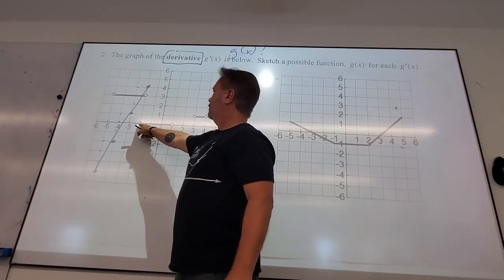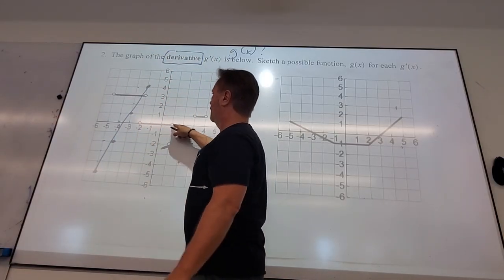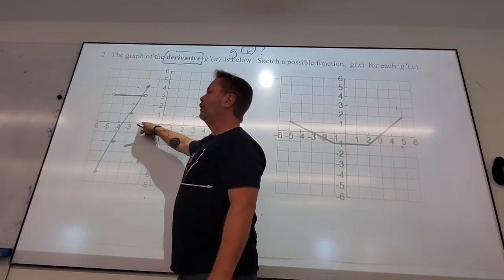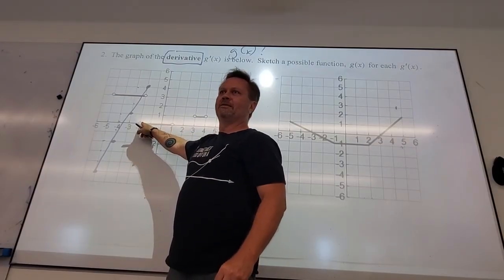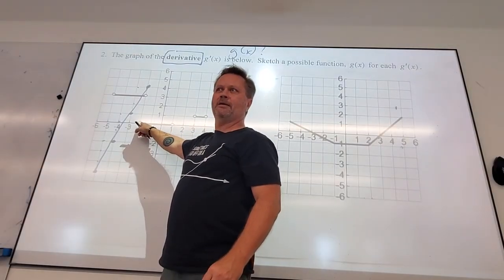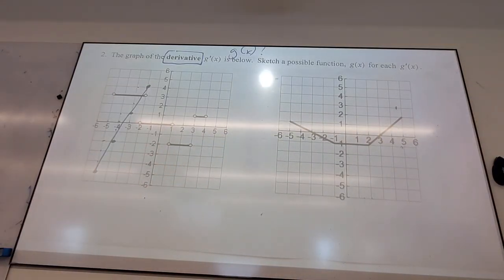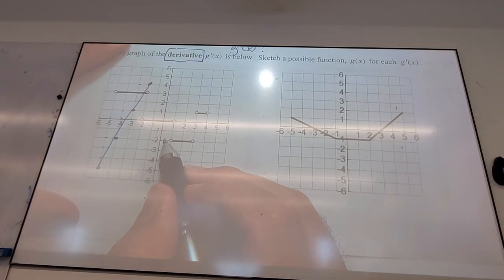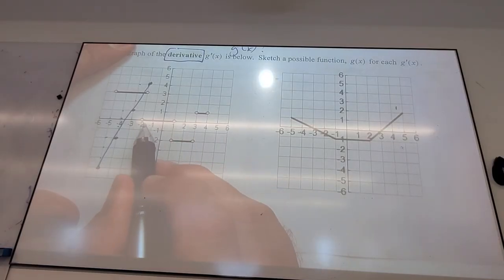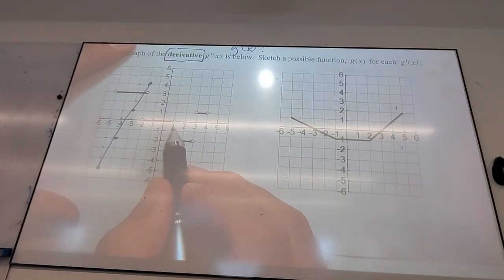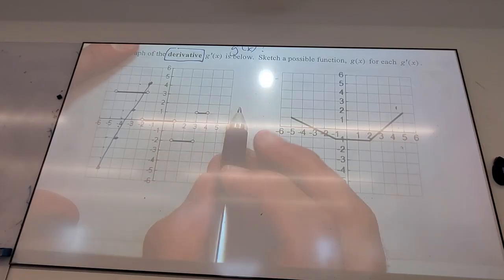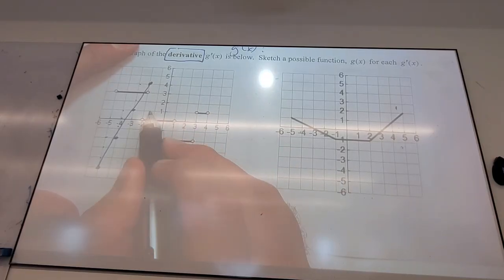So what's true between these two? This one's going to be a little silly. 0. Slope is 0. Yeah? So therefore, what's g got to look like? A straight line, right? So this could be your answer. Or anything between -2 and 1 that has a slope of 0.